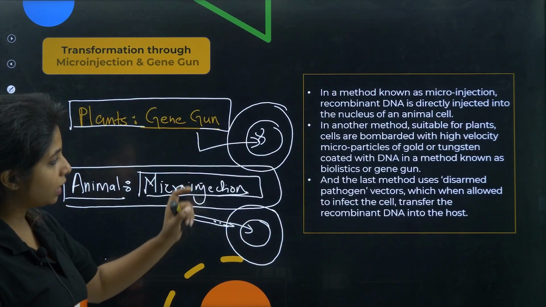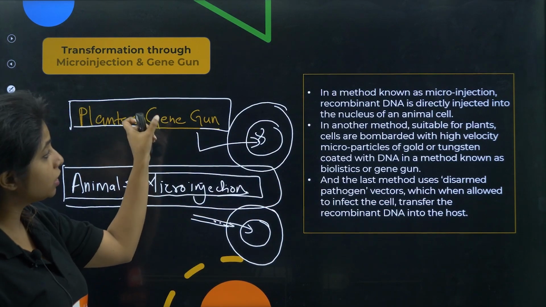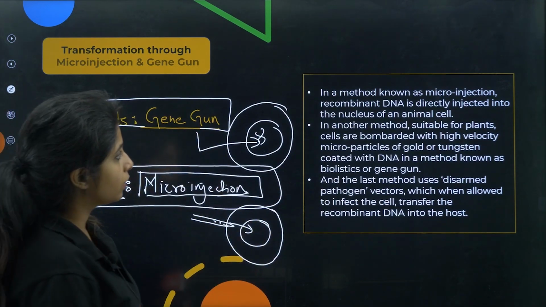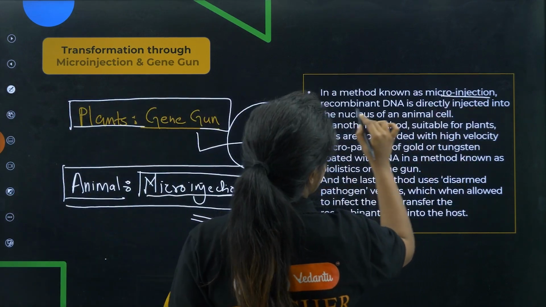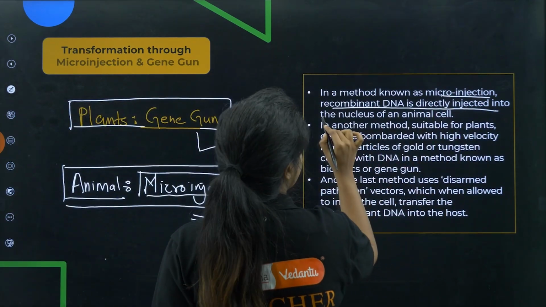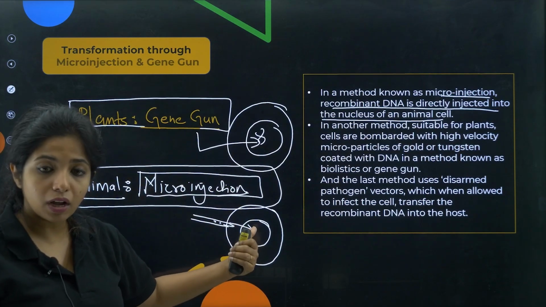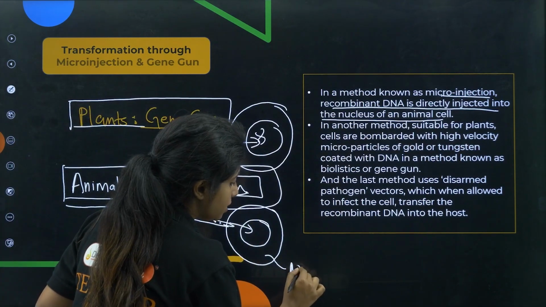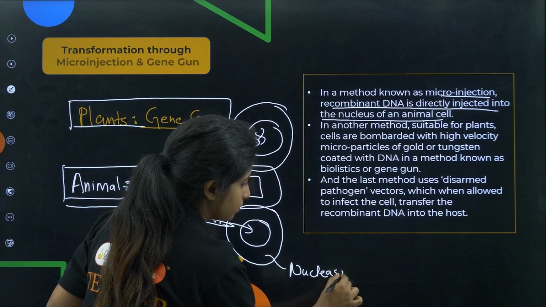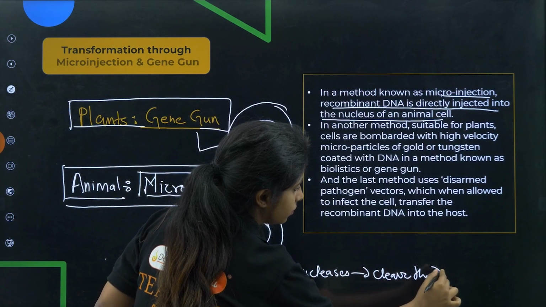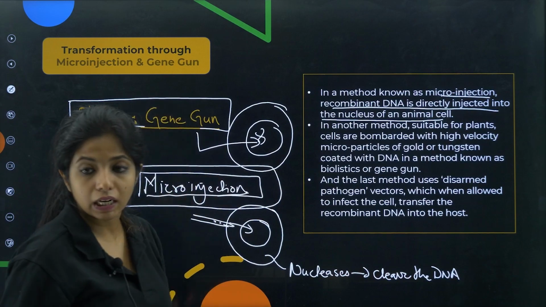Okay, so that is what exactly is written over here. But apart from that, the gene gun, what it is made up of and things like that is also written. So let's read it. In a method known as microinjection, recombinant DNA is directly injected into the nucleus of what, children? Animal cell. What happens if you put it outside, children? There will be other enzymes, nucleases, which would cleave the DNA.